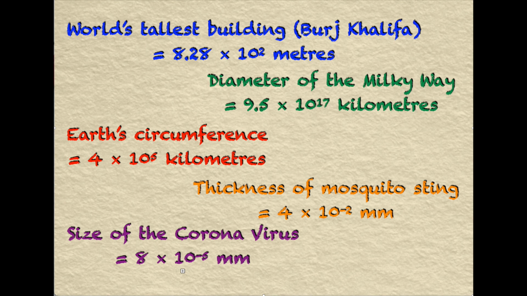If you've ever been stung by a mosquito, you might be interested to know that the bit that it's using to sting you, which is called its proboscis, is about 4 times 10 to negative 2 millimeters thick. And that coronavirus we're all worried about is about 8 times 10 to negative 5 millimeters long. So it's easy to see that most of these dimensions are far more easily expressed in scientific notation than in ordinary numbers. Okay, let's look at the first of our little tricks in writing numbers in scientific notation.